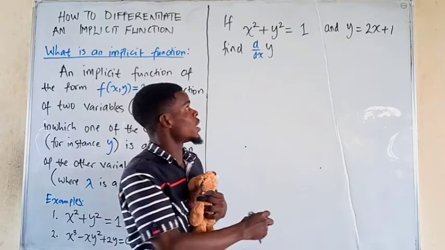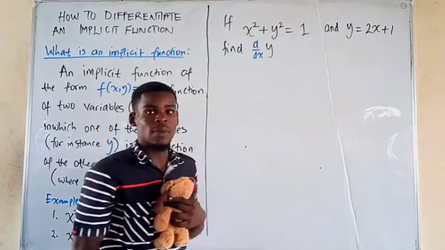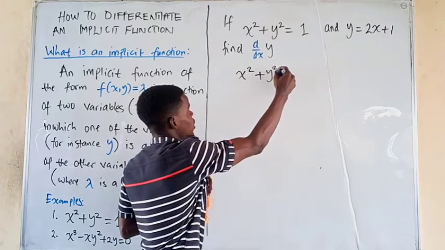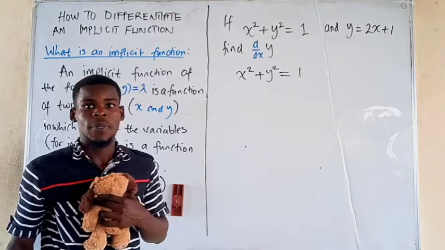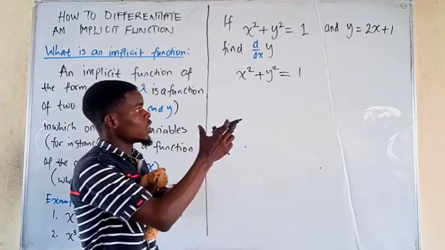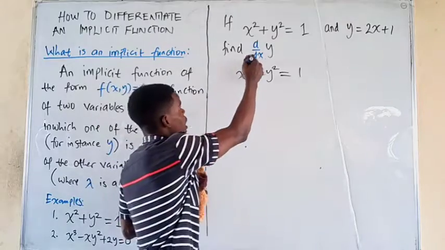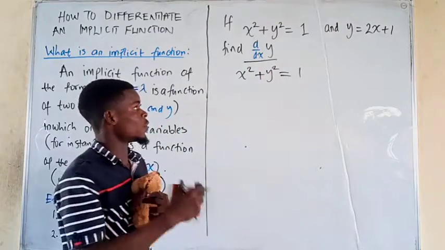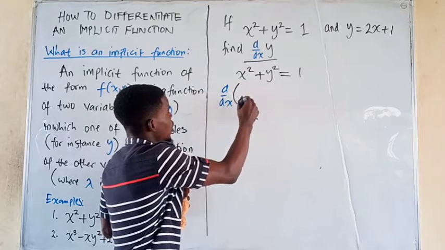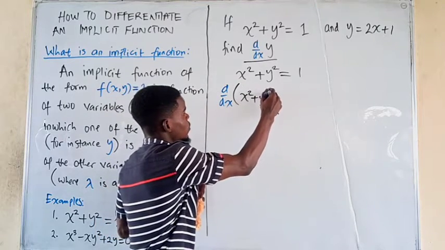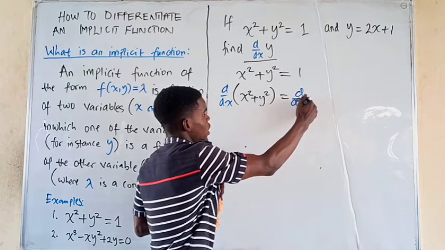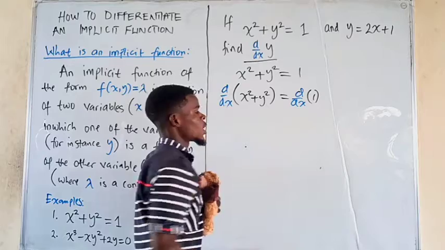So what I will be doing here is we will start with this as the main equation. I'll just put it down as x squared plus y squared is equal to 1. When we have it that way, to differentiate that or to find dy/dx, I will start off with differentiating both sides with respect to x. So I'll put down the derivative of x squared plus y squared to be the derivative with respect to x of 1.